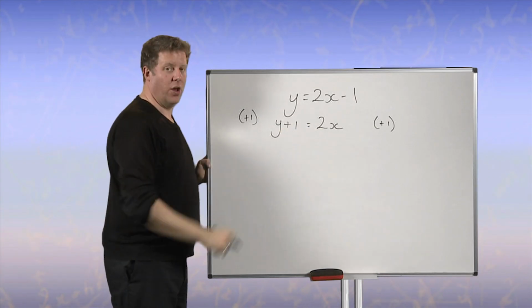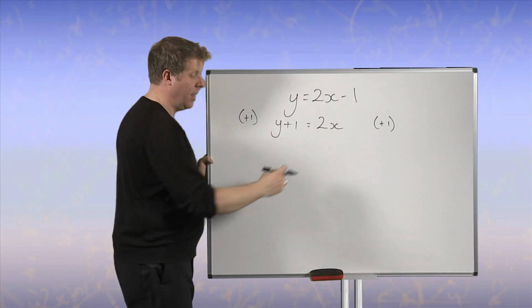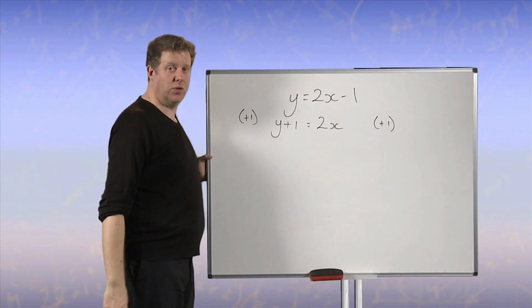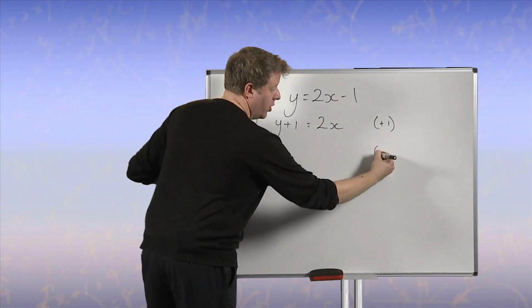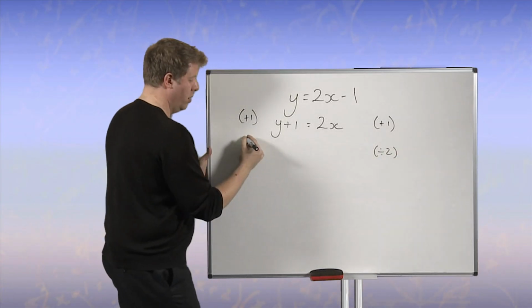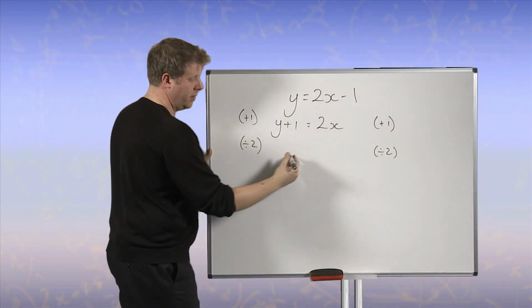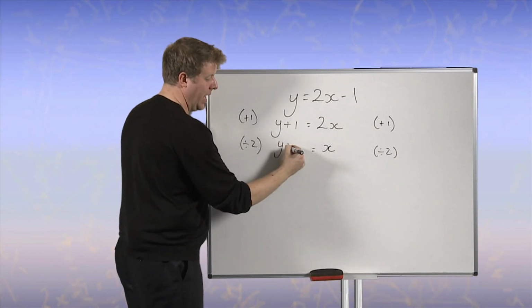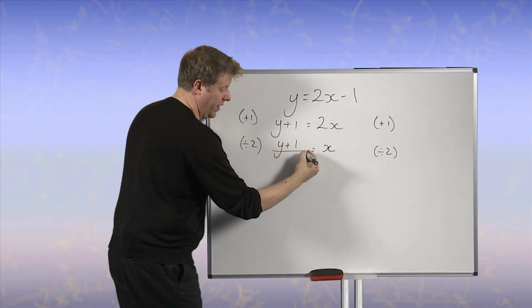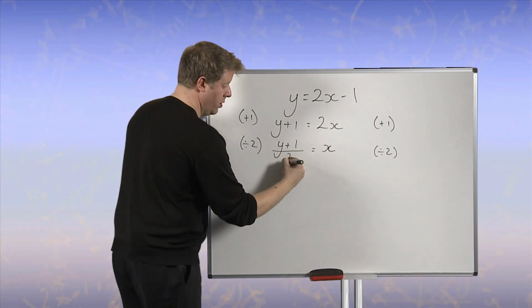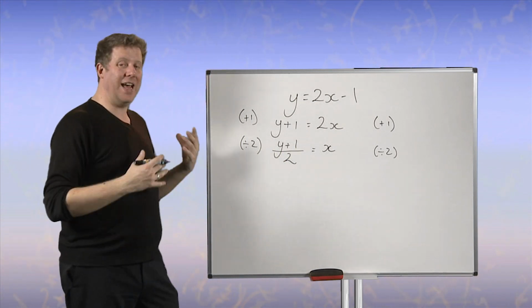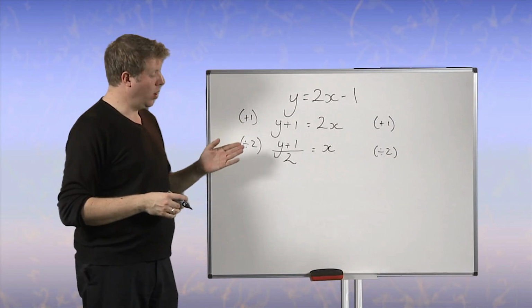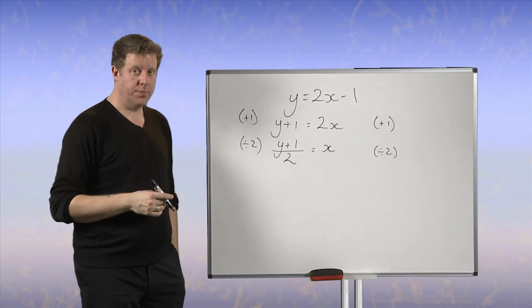How do I get rid of that 2? Well, think about what's being done. Here is 2 multiplied by x. So the opposite operation of multiplying is dividing. So if I divide by 2, remembering to do it to both sides, I will be left with x on that side. And careful how you write this, because it's all of this that's being divided by 2. So I've now rearranged my formula and made x the subject, and it's equal to y plus 1 over 2.